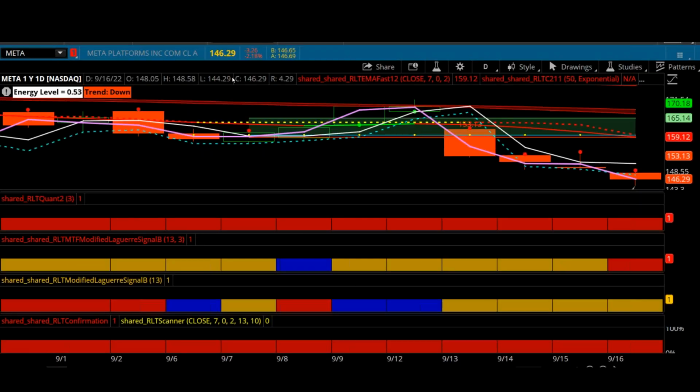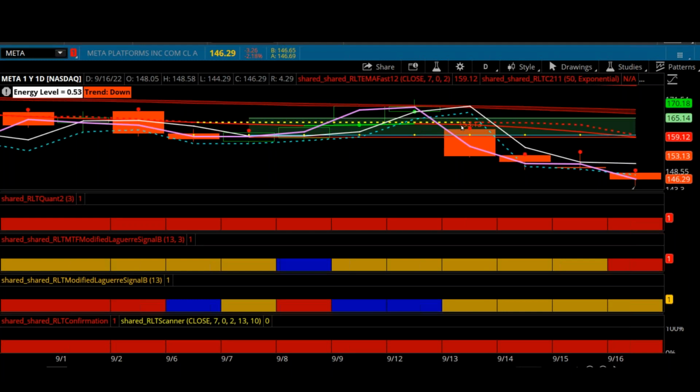This is one we took this week. This is Meta. We took it short. This is the Compass system. These are the indicators. Very complex information is used to create these, but this is the multi-time frame Laguerre indicator here, and this is the current time frame Laguerre indicator. So when we're going short, like we did on Meta, we want to have all of these lined up as either yellow or red, and they would be blue or green for bullish.